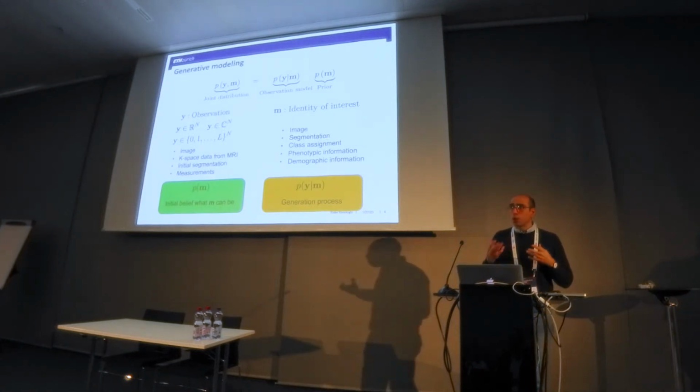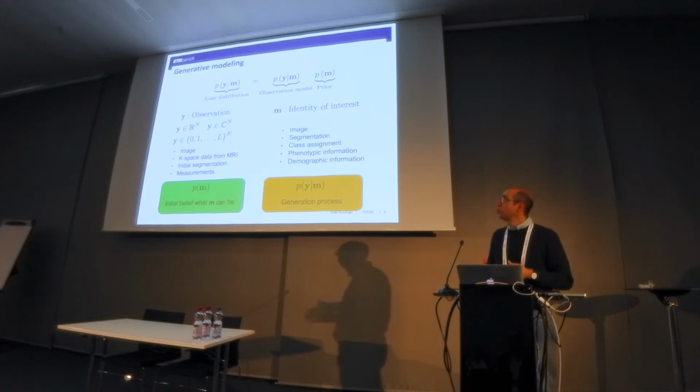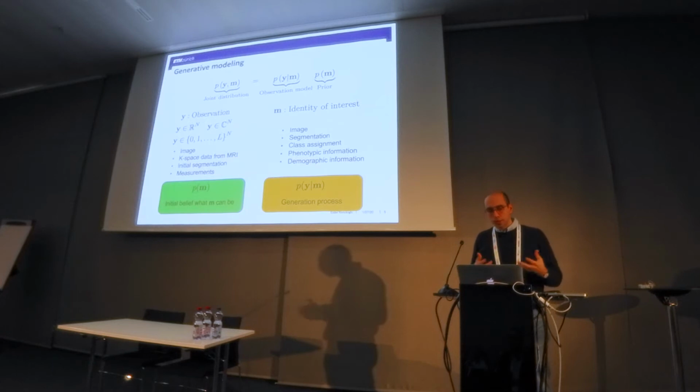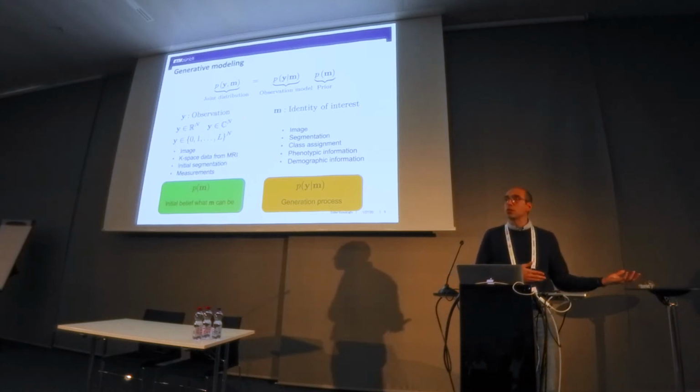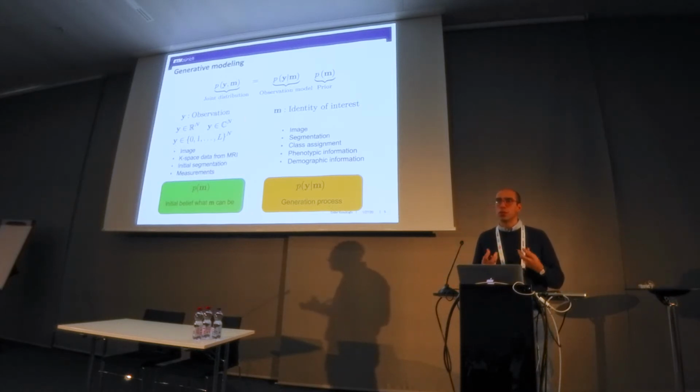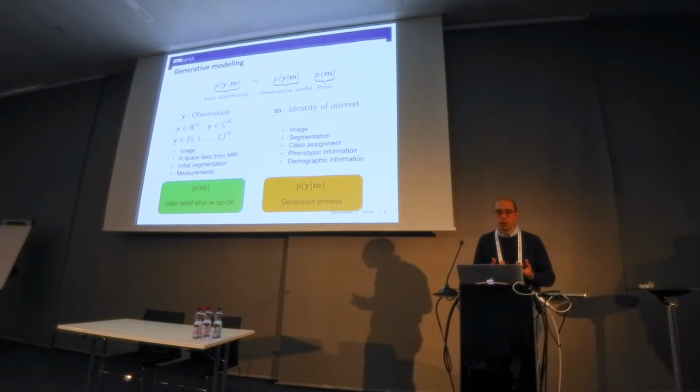The main idea in probabilistic modeling is to be able to model the joint distribution of observations and the identity of interest that we're after. What does that mean? The observations can be the image itself, in which case the identity that I would be after would be, for example, the semantic parcellation or the segmentation of the image, or a class assignment, or maybe the phenotypic information. It can be measurements, for example, in MRI, it can be the k-space measurements, and then the identity of interest that I would be after is the image itself. It can be segmentations, then I might be after something else, and so on. So it's really the relationship or joint distribution between these two entities.